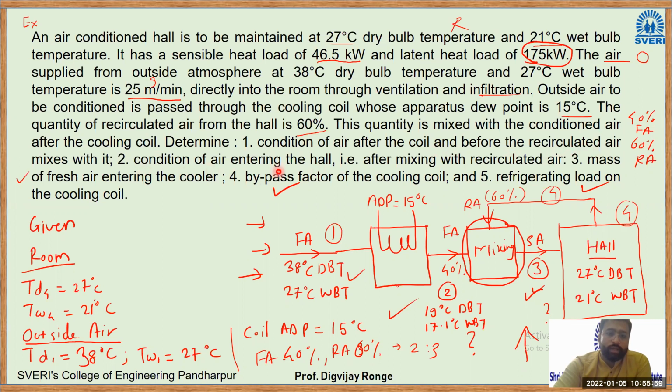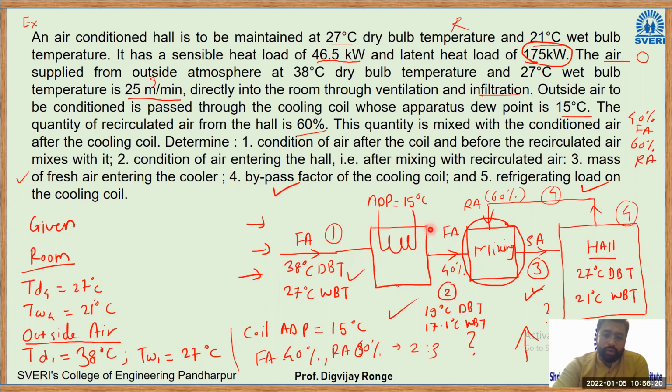Condition of air entering the hall, that is the supply air condition after mixing with recirculated air. Mass of fresh air entering the cooler. Bypass factor of the cooling coil. Refrigerating load acting on the cooling coil. Okay. So we will eventually go to that also. First see here and draw this diagram. First we'll understand what is happening here.